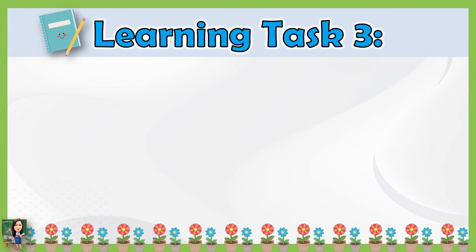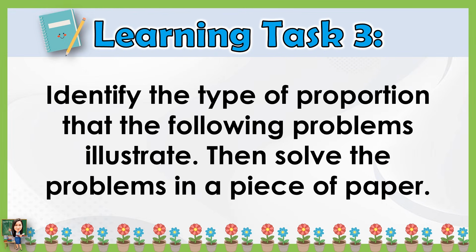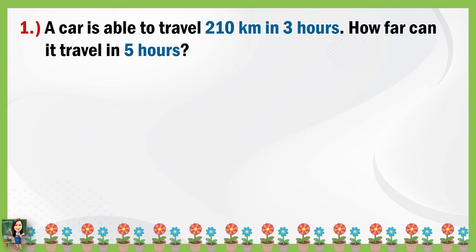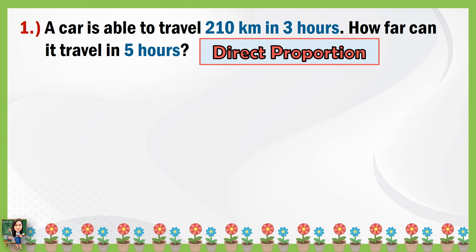And for learning task 3, identify the type of proportion that the following problems illustrate. Then solve the problems in a piece of paper. Number 1. A car is able to travel 210 km in 3 hours. How far can it travel in 5 hours? So this problem is a direct proportion.